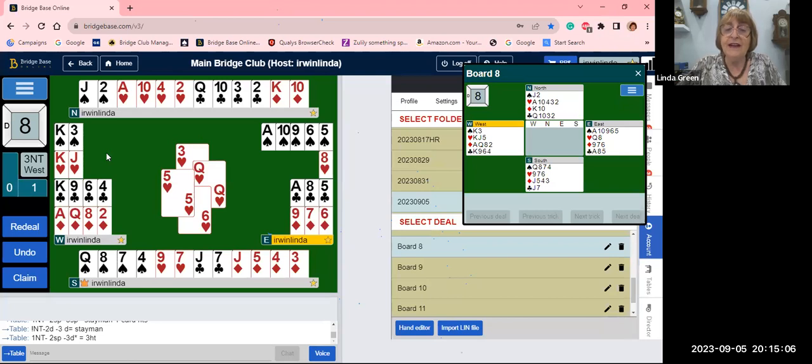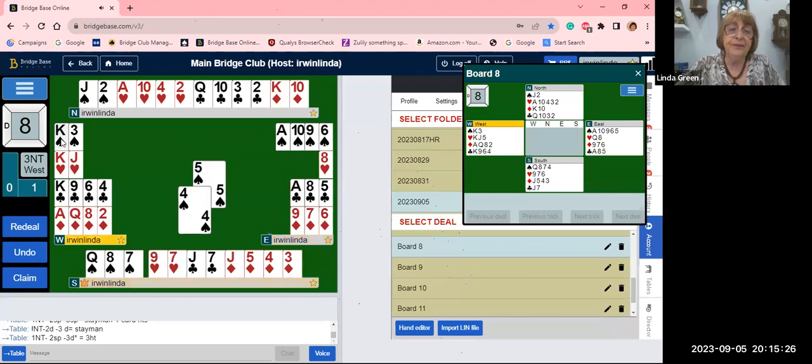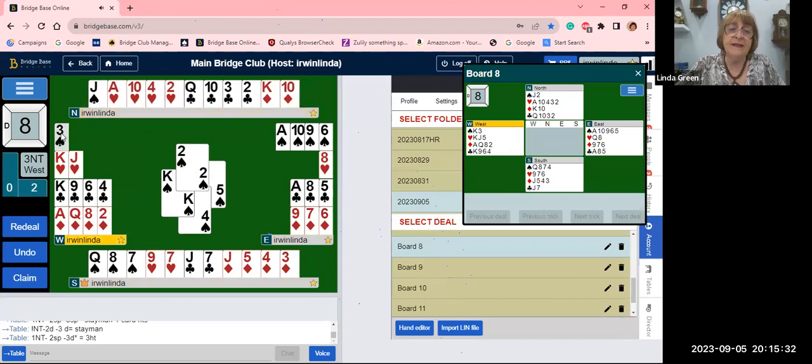When you have the 10 and the 9, if they don't break 3-3 and they break 4-2, which is much more common because a 3-3 breaks only 32%, sometimes there's an honor doubleton. So now you play low card to the high card from the short side first. Spades is your only source of tricks, everybody. Nothing else. And the jack comes up.